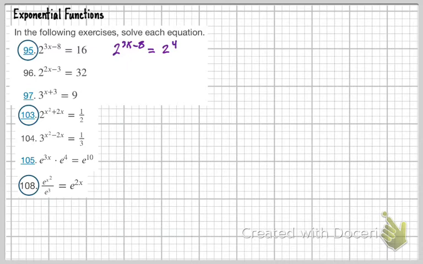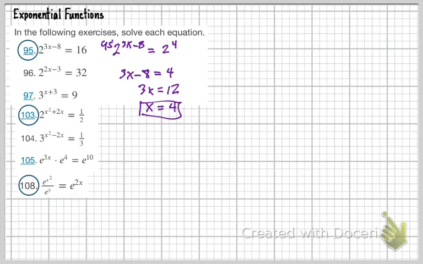So once I have these in terms of the same base, since the bases are the same, I can in a sense disregard those and just take the exponents. If this equation is going to be true, then 3x minus 8 has to equal 4. So this is what's nice about getting both sides of the equation in terms of the same base. So now what I do to solve this equation is I just add 8 to both sides. So this is going to be 3x equals 12, and then divide by 3, and then x is going to equal 4. So there's our answer for that first one, number 95.